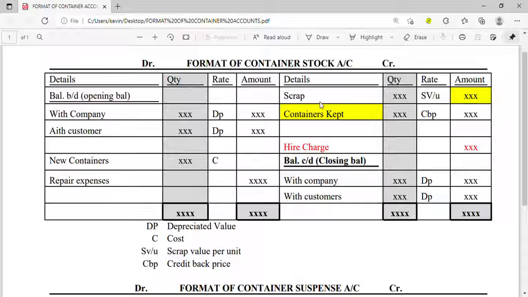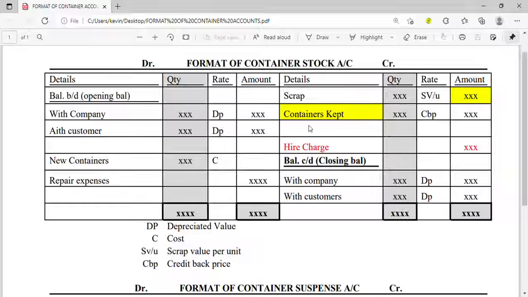Then on the credit side, we put scrap. In case of scrapped containers, you sell them off, you dispose of them. It's reducing the amount of stock. It's reducing the container stock of the business, so it's the reason why we credit it. You put the quantity and then the salvage value or the disposal value. Then we multiply this times this to get the amount.